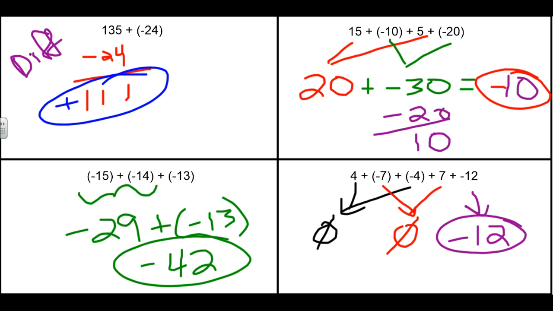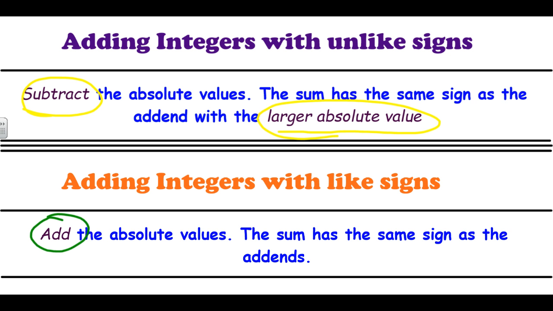As a quick review, when you add numbers with like or unlike signs, if they have like signs, you add their absolute values. They're moving in the same direction away from 0, so the overall distance from 0 increases. And if you're adding integers with unlike signs, or decimals or fractions or anything with unlike signs, then you're going to subtract the absolute values, and the sum has the same sign as the addend with the larger absolute value.